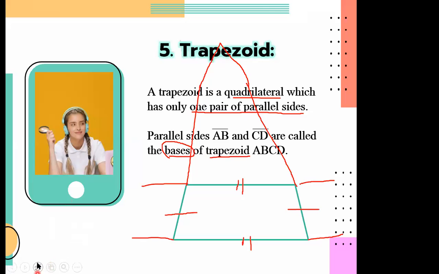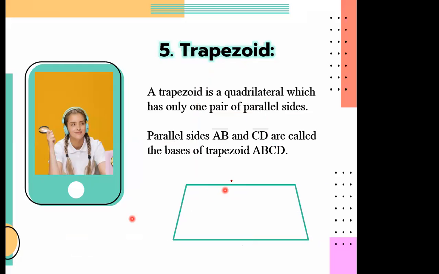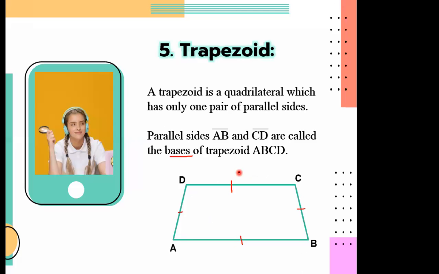Is it clear what are the parallel sides and what are the non-parallel sides? Okay, this is the parallel side and this is the non-parallel side. Understand? Now the parallel sides are called the bases. Okay, now what are the bases here? This is A and B, this is C and D. So these are the parallel sides, so you will say that these are the bases of our trapezoid. Okay, is it clear? This is a trapezoid ABCD, in which the bases will be these parallel sides.